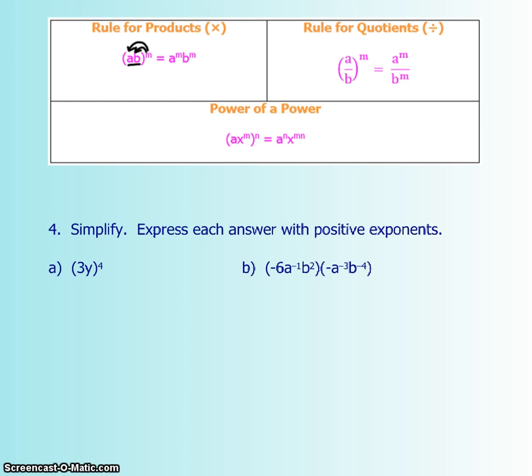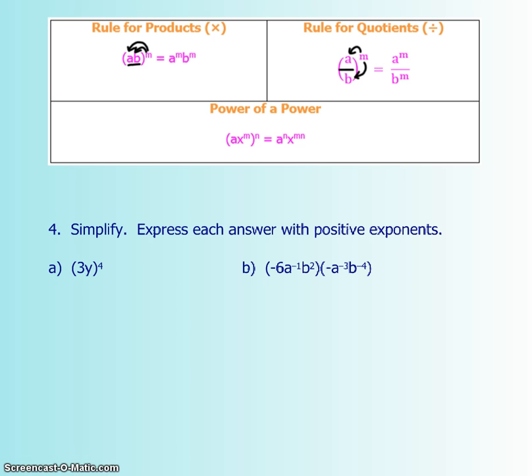Now the same thing happens when you have a quotient. So here I have A divided by B. That quotient put to the power of something means that the exponent is going to affect both the numerator and the denominator. So you're going to get A to the power of M divided by B to the power of M.